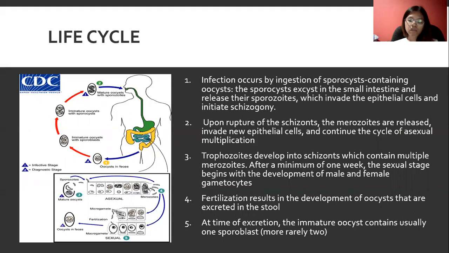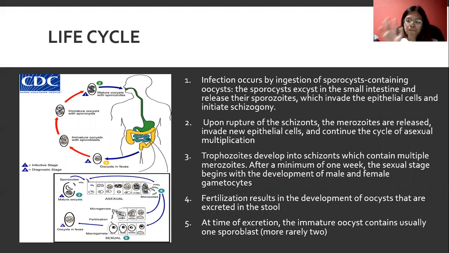After a minimum of 1 week, the sexual stage begins with the development of male and female gametocytes. Once the fertilization is done, the oocysts are excreted in the stool. At this time of excretion, the immature oocyst usually contains one sporoblast.